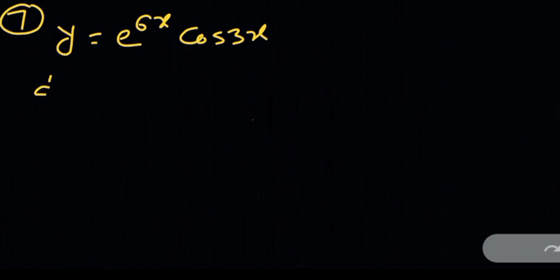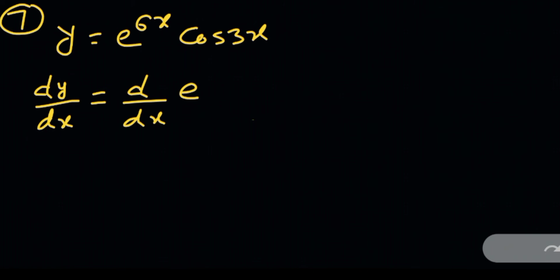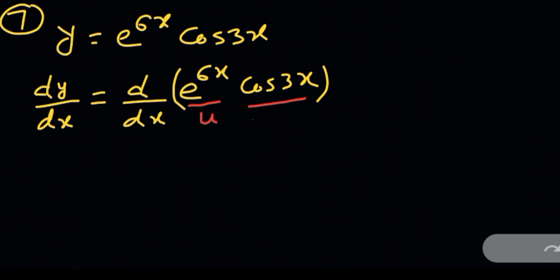So same step I will do. First I will find dy upon dx. So dy upon dx will be the derivative of this with respect to x. Again, in this question also we'll use the u into v formula. I discussed the u into v formula in the previous question, so you can check that.